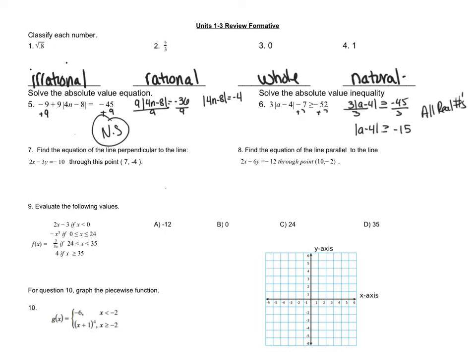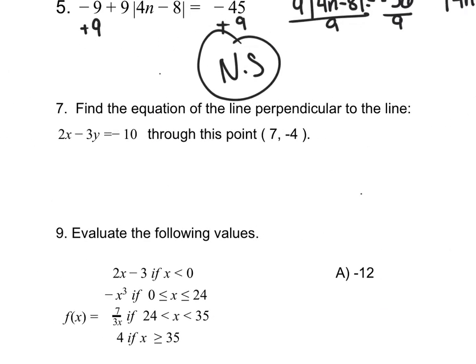All right, find the perpendicular. So let's go ahead and put this in y equals mx plus b form. So negative 3y equals negative 2x minus 10. We divide everything by negative 3. Y equals 2 over 3x plus 10 thirds. So my new one is going to be the opposite reciprocal of that.